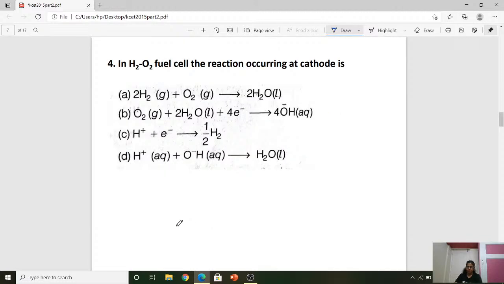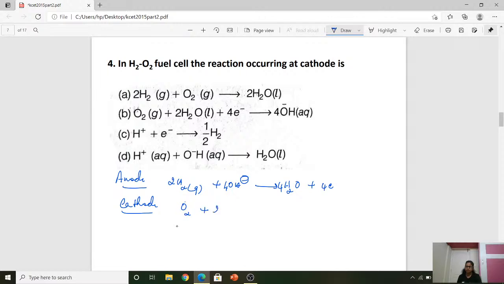Okay, the hydrogen oxygen fuel cell. In the hydrogen oxygen fuel cell, the reaction occurring at the cathode is. Now what are the possible cell reactions which occur at the cathode? At the anode, hydrogen will get oxidized to water, and an oxidation reaction occurs. Whereas at the cathode, oxygen is reduced. Oxygen is reduced, isn't it?